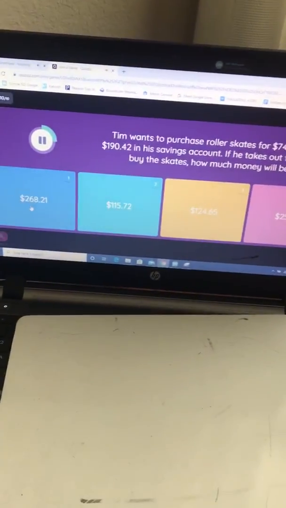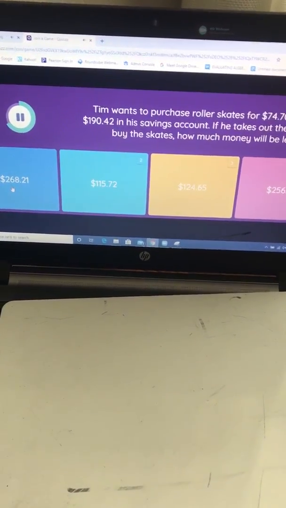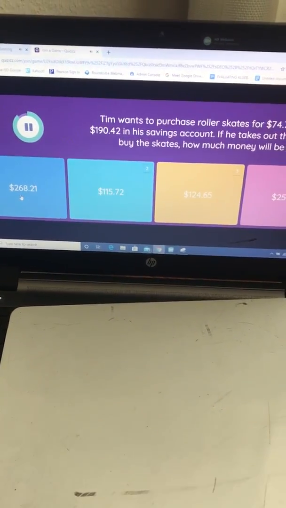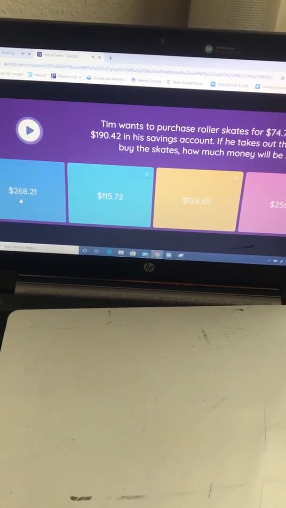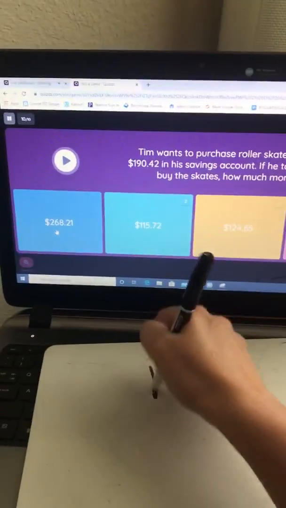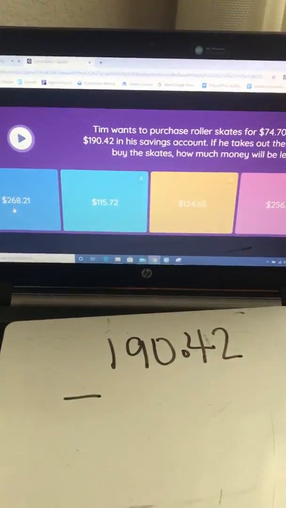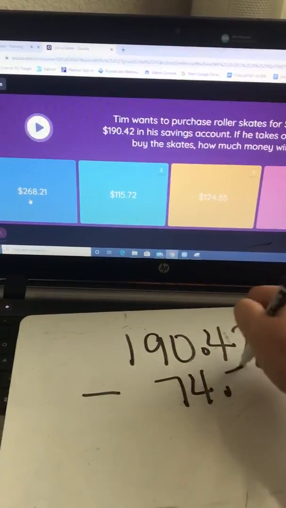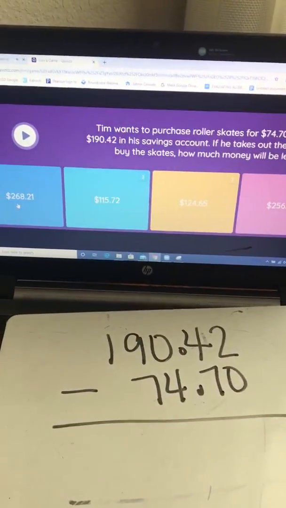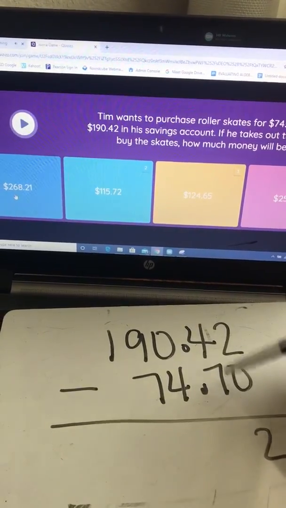Number 10, Tim wants to purchase roller skates for $74.70. He has $190.42 in his savings account. If he takes out the money to buy the skates, how much money will he have left? So if he's taking it out of his bank account, we're definitely going to be subtracting. So I line up my decimals. Subtract 2 minus 0 is 2. 4 minus 7, I need to regroup.